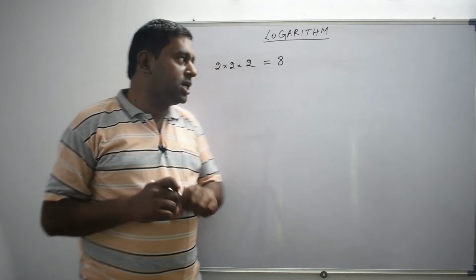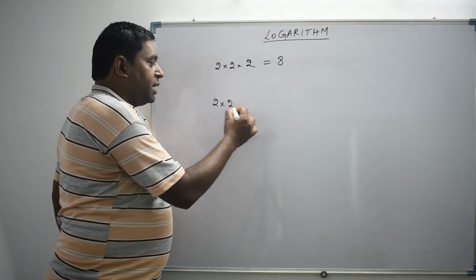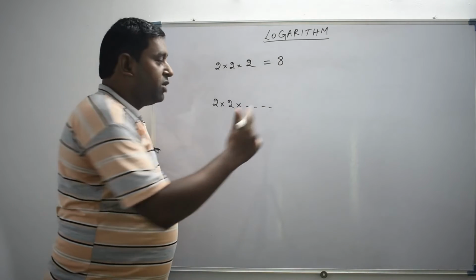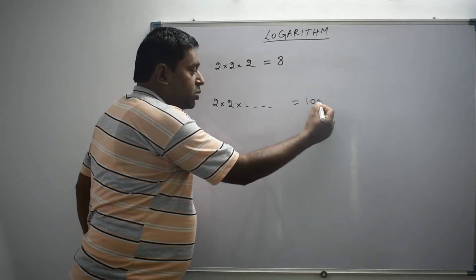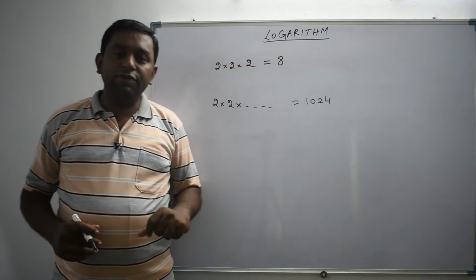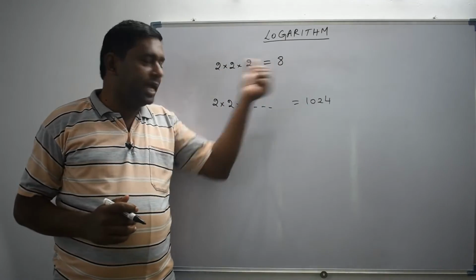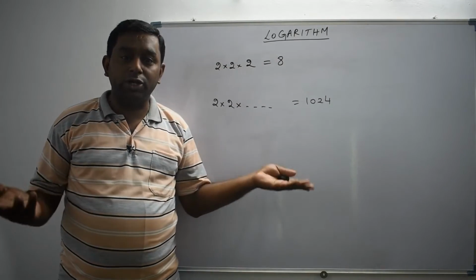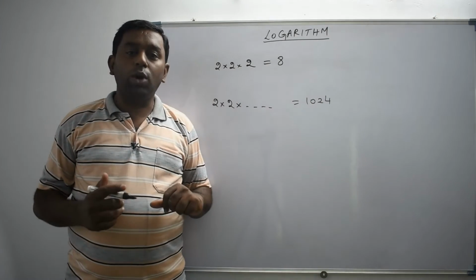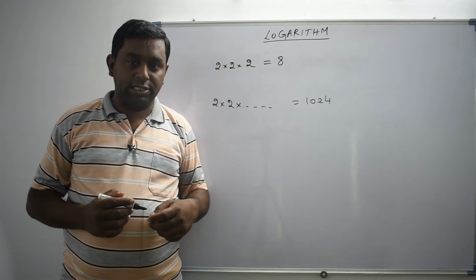Let me consider another problem. I just want 2 to be multiplied by itself. I do not know how many times 2 has to be multiplied by itself, but I would like to have the answer 1024. In the previous problem, we easily got the answer, that 2 has to be multiplied by itself 3 times to get the answer 8. But in this case, I do not know how many times 2 has to be multiplied by itself to get the answer 1024. In this kind of problem, we can use logarithm to get the answer.